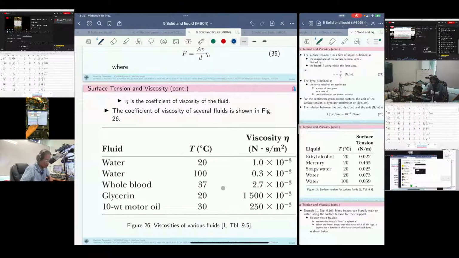Whole blood has, at the typical body temperature, 37, 2.7 times 10 to the negative 3. You can see that the blood has higher viscosity than water, right?